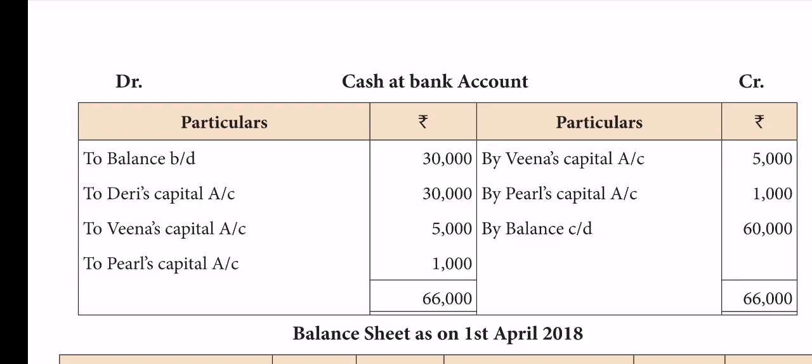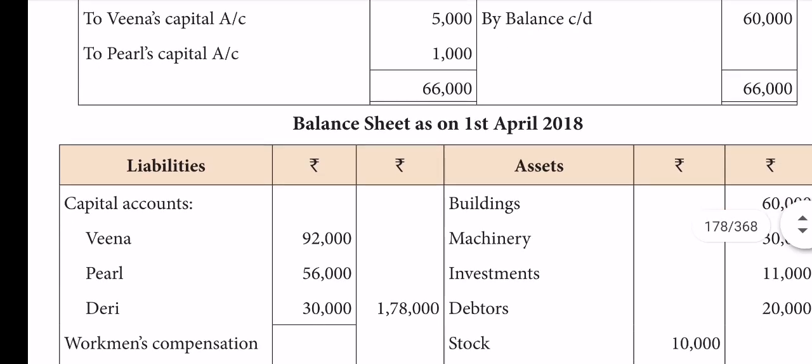How can we do this in the balance sheet? What Betsy asked in the previous day's class, that is why we need to open the cash at bank account separately like this. Now we are going to show one item separately as bank 60,000 neatly. Now come to the balance sheet. Write the heading: balance sheet of Veena, Pierce and Derry as on 1st April 18.